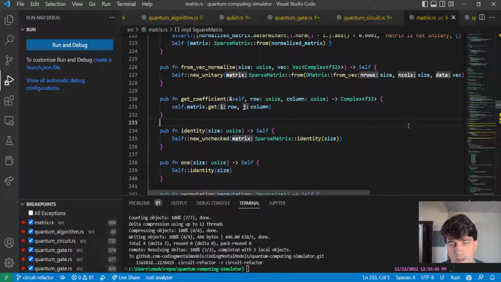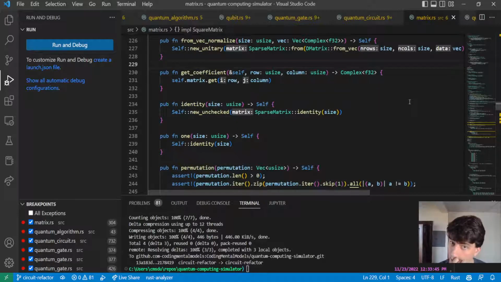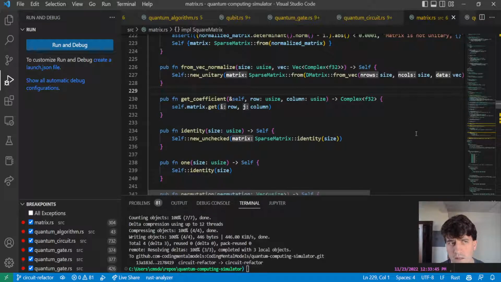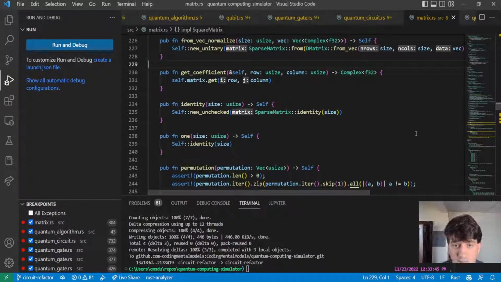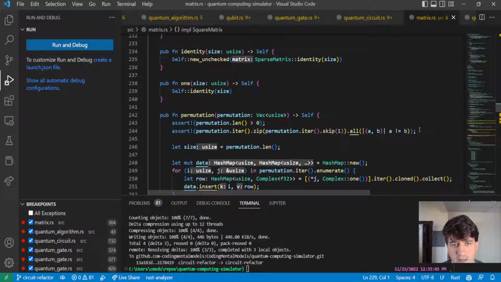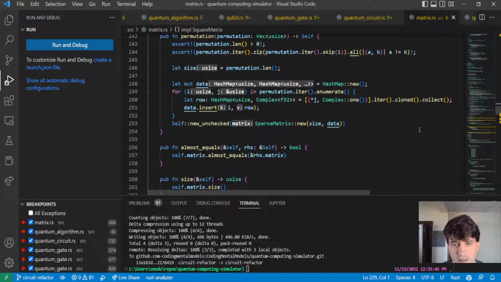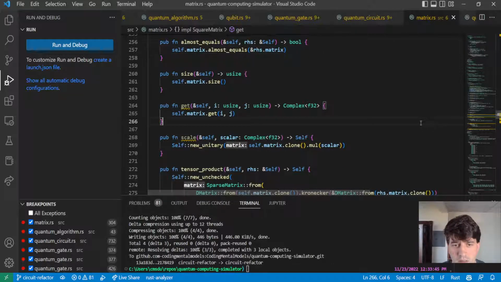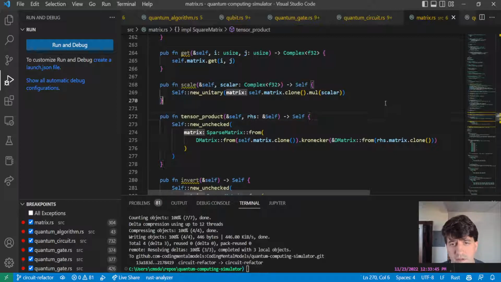From vec normalize. Yeah, similarly, I need this to use unitary. Wait, do I? Maybe I don't. I'm not sure. Again, I'm not sure I care though, because it's not really a bottleneck. Identity is fine. One is fine. Permutations I already re-implemented using sparse matrices. Get is never used. Scale is never used.